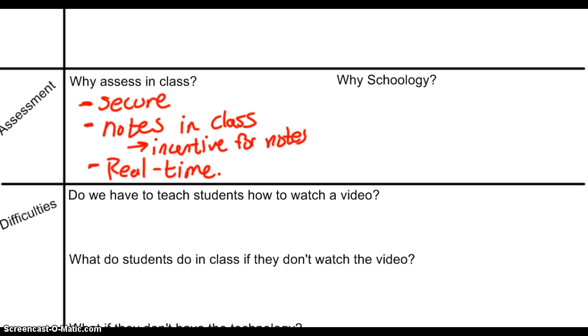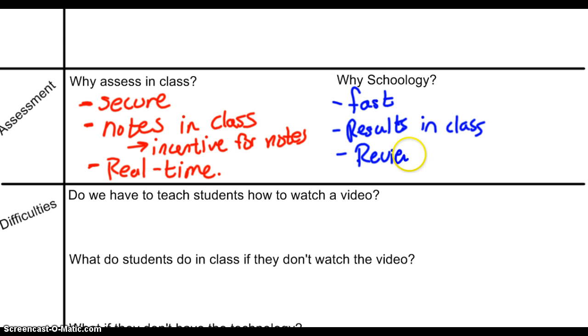Well, when you use Schoology, it's automatically graded, so it's very fast. It's automatically graded, and you can see the results in class. And you can actually review the results with your kids, which is a nice reflection component. Okay? And again, we'll see that when we come to class or when we end this video.